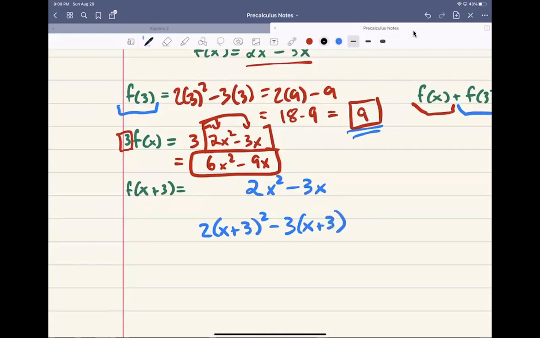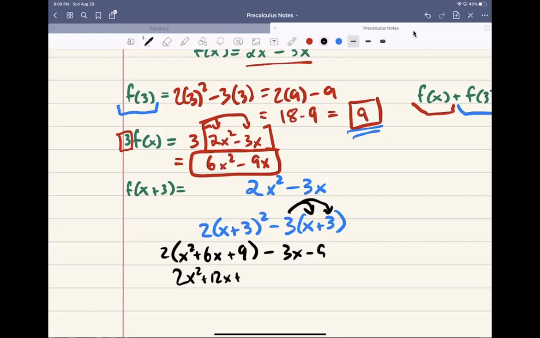With some FOILing, you're going to know that this becomes 2 times x squared plus 6x plus 9, minus, and then 3x minus 3 minus 9, because it's negative, this becomes negative as well. And then you continue FOILing, you're going to get 2x squared plus 12x plus 18 minus 3x minus 9. And you're going to continue evaluating this.